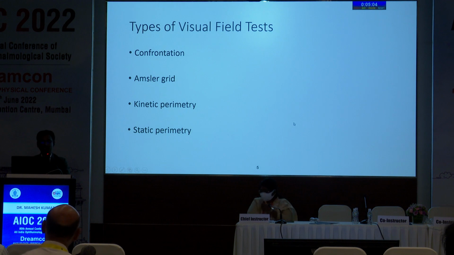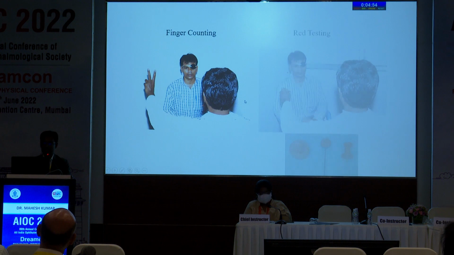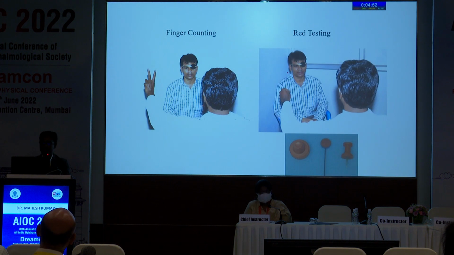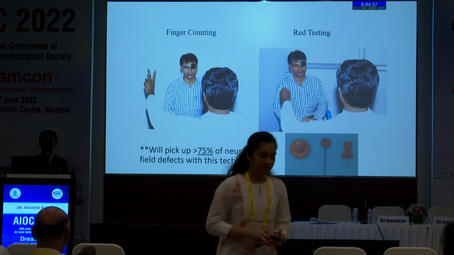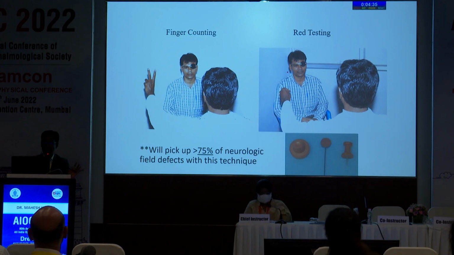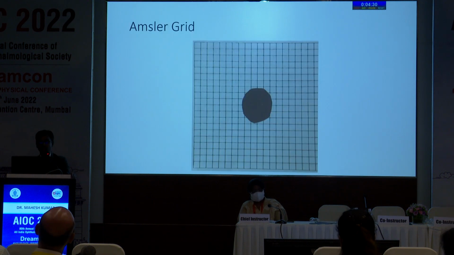Broadly, the types of visual field testing are confrontation field testing, Amsler grid, and kinetic and static perimetry. Confrontation is not to be underestimated: finger counting to the right and left of fixation, and red target testing with specific red color objects, because certain optic nerve functions are very sensitive to red targets. Together with all these testings, confrontation will pick up more than 75% of neurological field defects. So its importance cannot be overemphasized. It's extremely important to do a confrontation field testing.